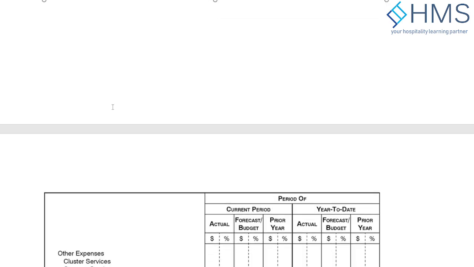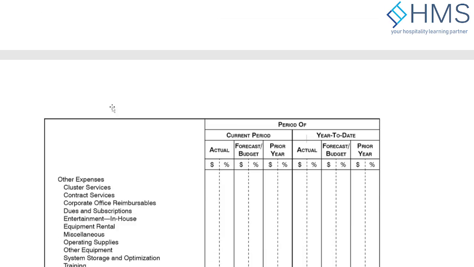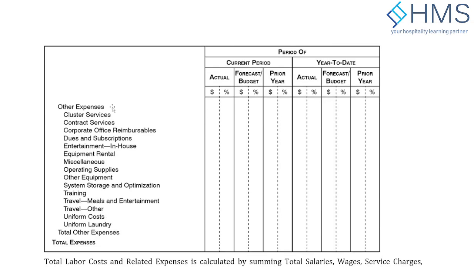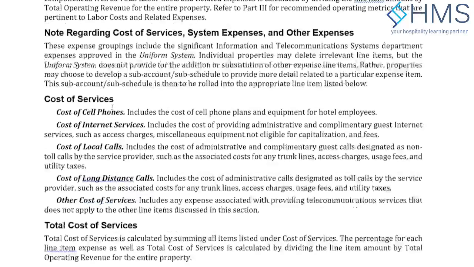Then there are the usual other expenses like contract services, cleaning, and dues and subscriptions, which are the same as in any other department, and are also included in this P&L as well, to understand how the department is spending money on various things. So let's look at the details.